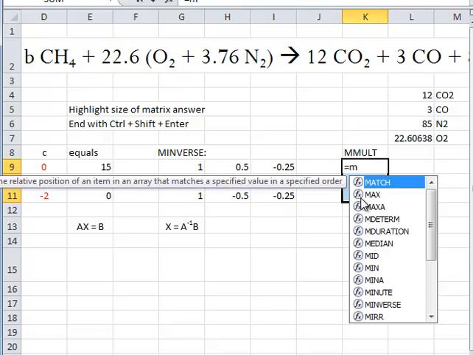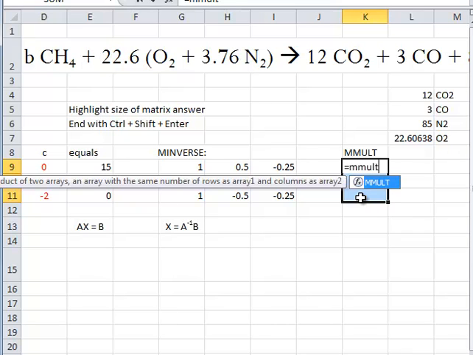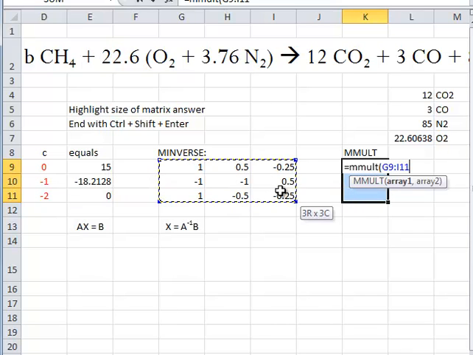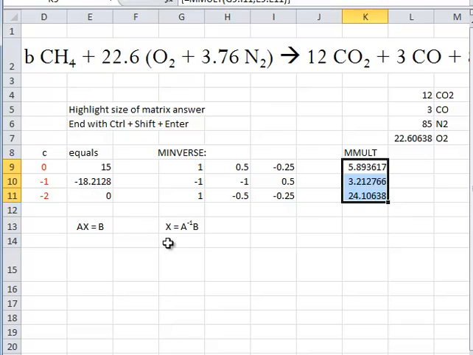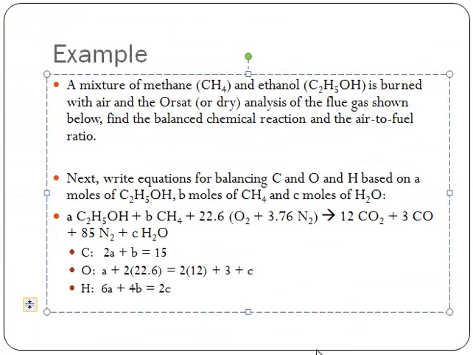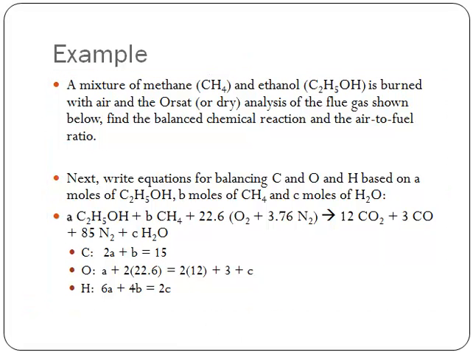I say equals, to multiply matrices, the function is MMULT. I want the inverse times, and I put a comma to separate the two arrays, the B's. So I've highlighted them, I've separated them by a comma, I close my parenthesis, and then again Control Shift Enter. And I end up with the answer. So I have A is 5.9, B is 3.2, and C is 24.1. So I could have also done this, of course, using standard algebra techniques, but this is just simply faster.